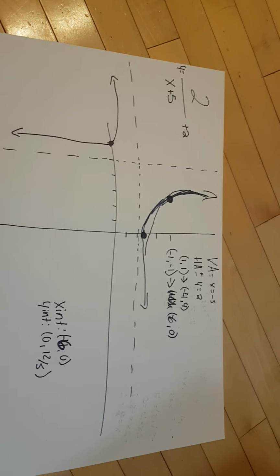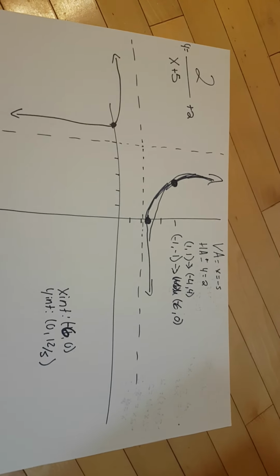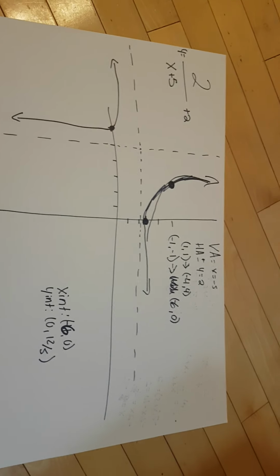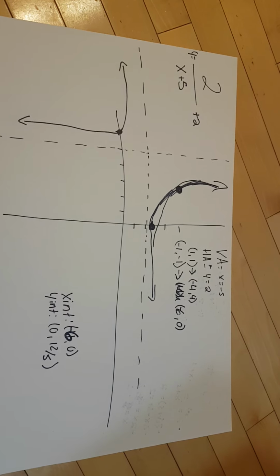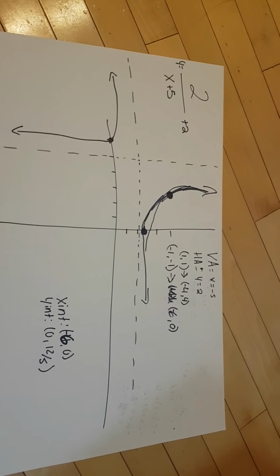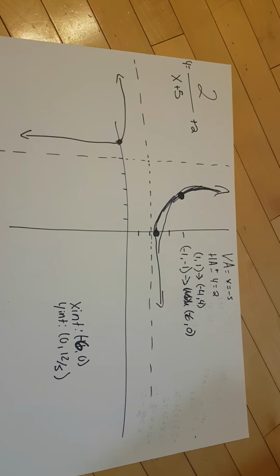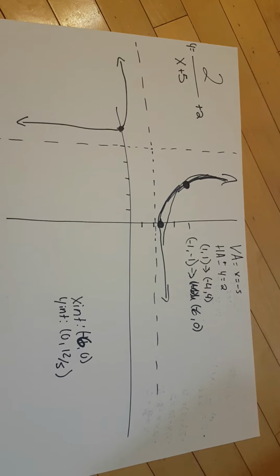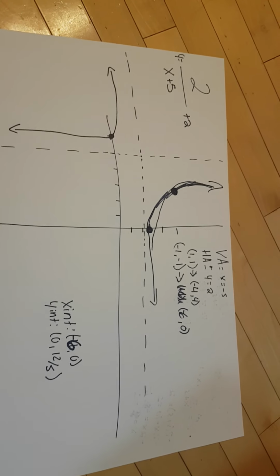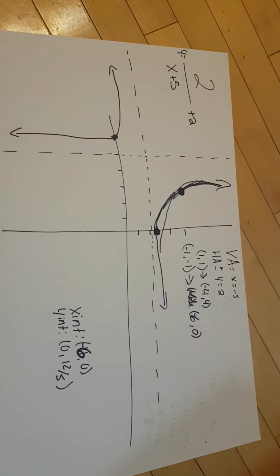So for the vertical asymptote, I basically said, okay, what is going to equal 0 if I put it in the denominator? And that would be negative 5. So I know there is a vertical asymptote at negative 5, or x equals negative 5, sorry. And I know that there is a horizontal asymptote at 2 for the same reason. If I put in 2, that would give me 0.